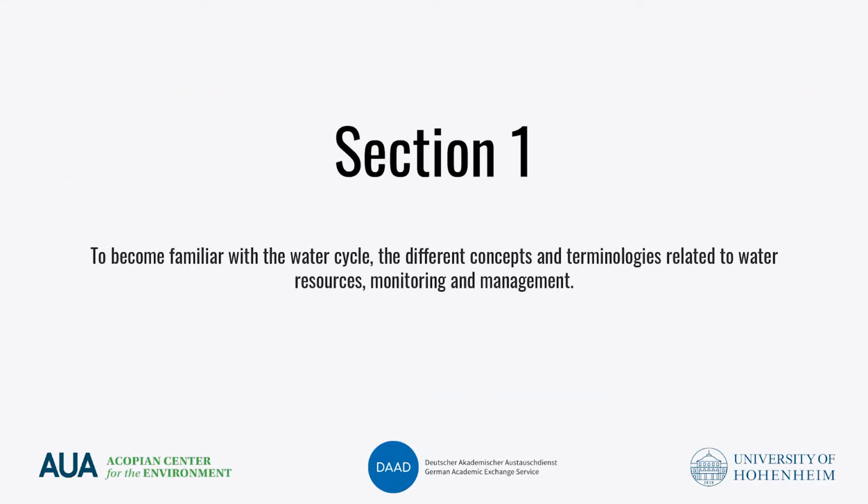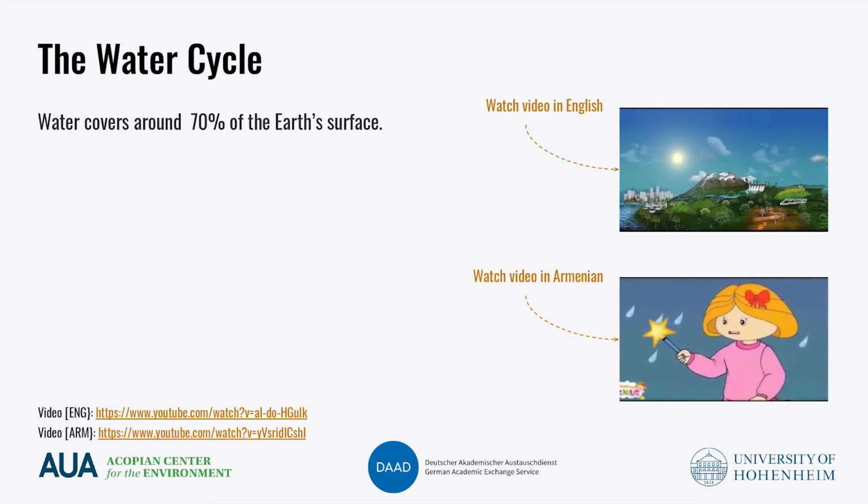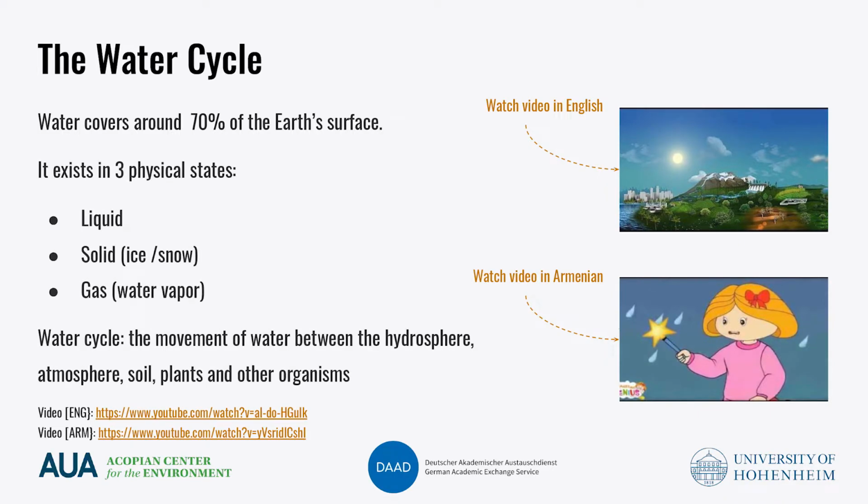In this section you will learn about the water cycle, the different concepts and terminologies related to water resources, monitoring and management. Water covers approximately 70% of the Earth's surface. It exists in three physical states: in a liquid form, as a solid, such as ice, snow, or hail, and in a gas form, such as water vapor. Every molecule of water is in constant motion.